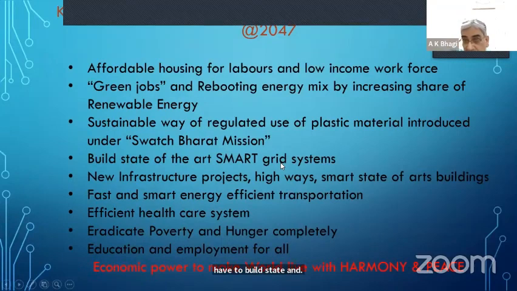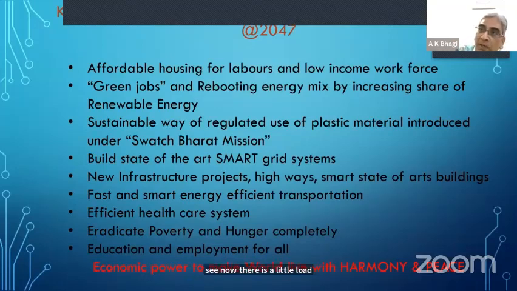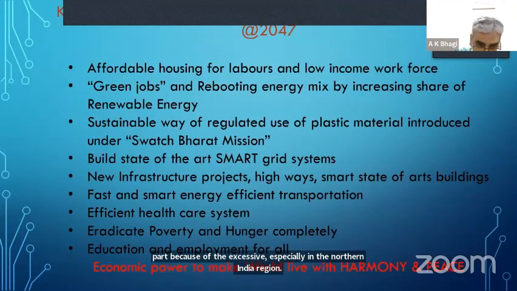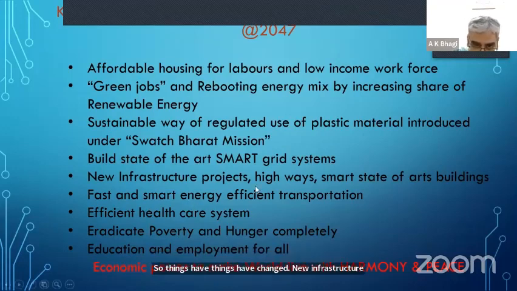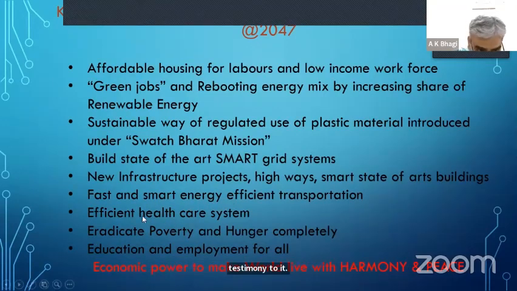We have to build a state-of-the-art smart grid system. In this particular area, India has done very well. In fact, we have used technology for transportation of electricity, and our grid systems now are much better even than some of the developed countries. That is why you see now there is only a little load shedding, little tripping that takes place, even when there's a sudden increase in the need of power because of the excessive wind, especially in the northern India region. So things have changed. New infrastructure projects, highways, smart state-of-the-art buildings, all this is being taken up on priority, and highways are testimony to it. And then fast and smart energy transportation, that I have already explained to you.